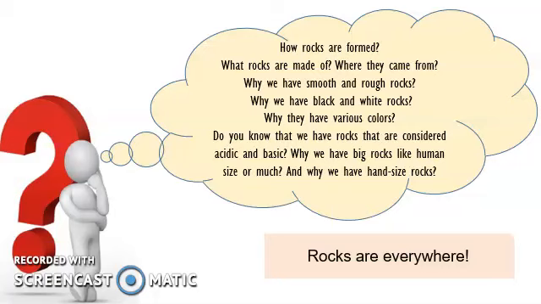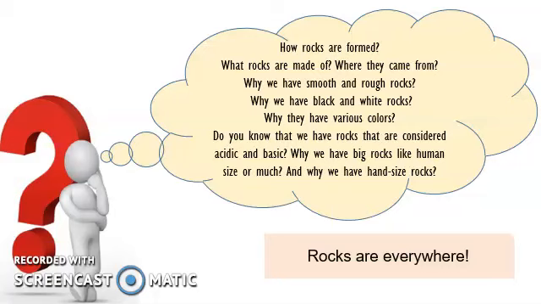We can find rocks everywhere, but have you ever wondered how rocks are formed? Have you ever wondered what rocks are made of, where they came from, why we have smooth and rough rocks, why we have black and white colored rocks, why they have various colors? Do you know that we have rocks that are considered acidic and basic? Why do we have big rocks, human-sized or more? And why do we have hand-sized rocks or smaller than that? It is very interesting because you will be able to answer those questions after this lesson.